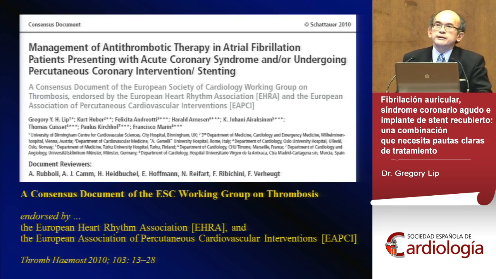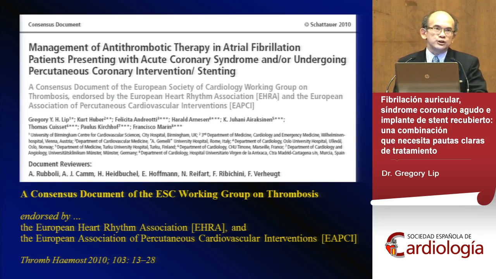I would also point out that there is an update of this document coming out this year, and just to show the great interest in this management problem, it is not only a document from the ESC Working Group on Thrombosis in 2014, it's a joint consensus document from the Working Group on Thrombosis, EHRA, the European Association of PCI, and the Association of Acute Cardiac Care as well.